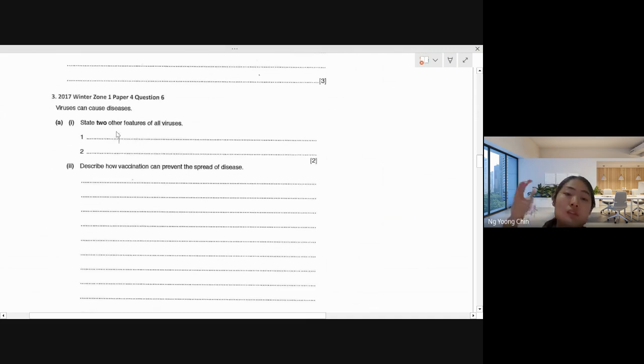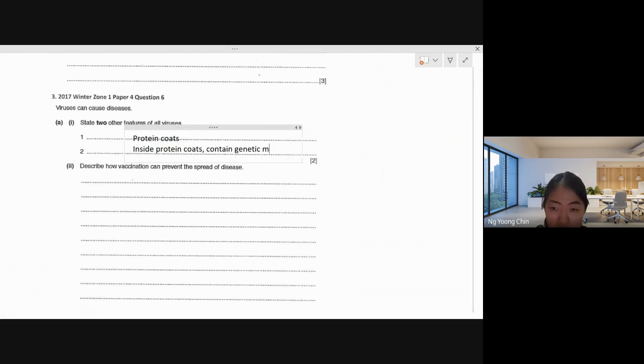So just now, when you drew the virus, you could see what? You can see inside the content of genetic material, right? And they have the protein coat. First and foremost, they must have this protein coat. And in the virus, the protein coat is very strong. Inside the protein coat, they will contain the genetic material, which includes DNA or RNA.